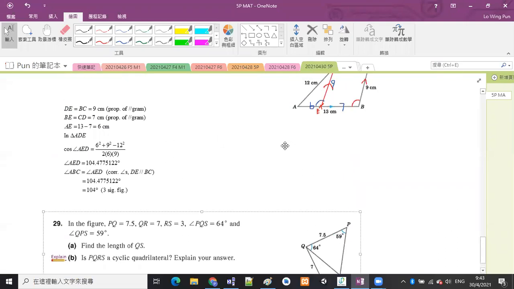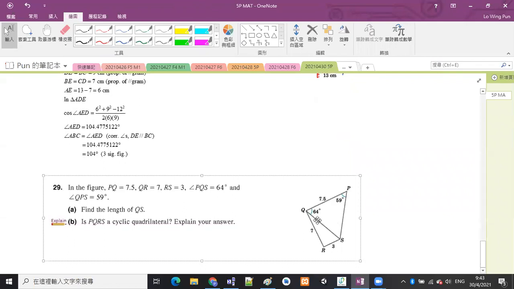Notice that in this question, the lengths are of no units. There is no unit for the lengths in this question, okay? So when the question asks you to find the length in the answer, please do not write cm or m. Just write the number, and that will be okay. QS does not have a unit.